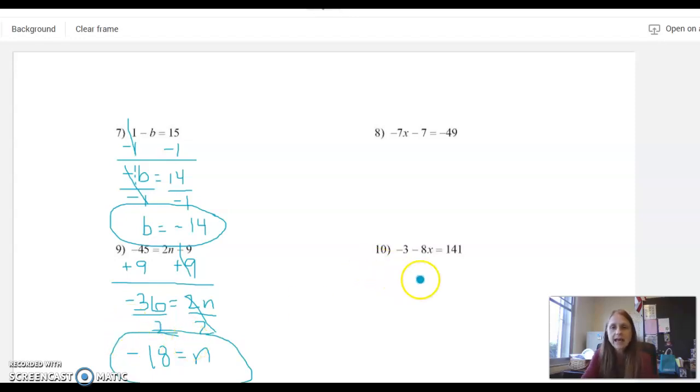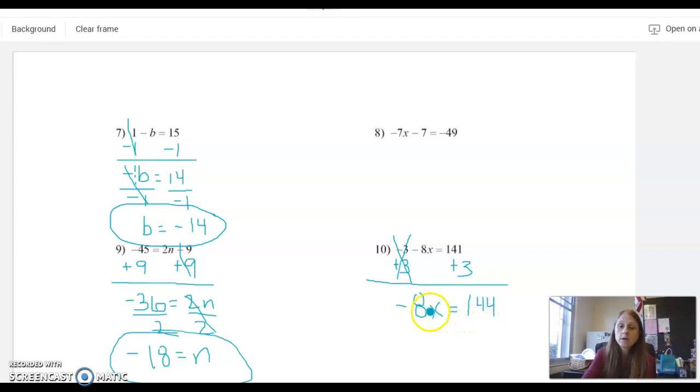We'll go ahead and look at this last one here. Why not? So x is not alone yet. You have this -3 out front. So to move this -3, we would add 3 to both sides. What you do to the left, you have to do to the right. Remember, the left and the right are determined by the equal sign. So -3 plus 3 is 0, so that's gone. So I have -8x equals 141 plus 3 would be 144.